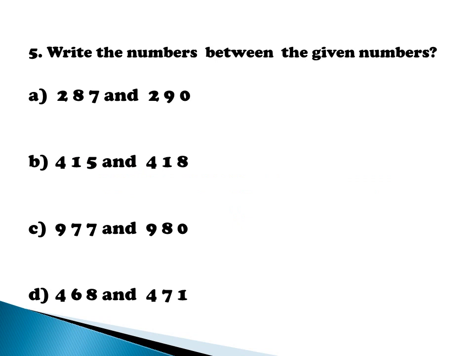Let's begin. Question 5. Write the numbers between the given numbers. Before starting, let me tell you that there are two numbers given in each question. We will write the numbers which will come between these two numbers. Now let's begin. A, 287 and 290. What number comes between 287 and 290?